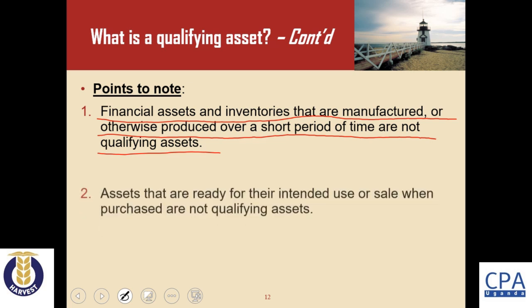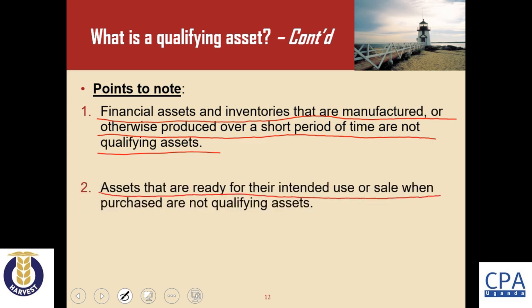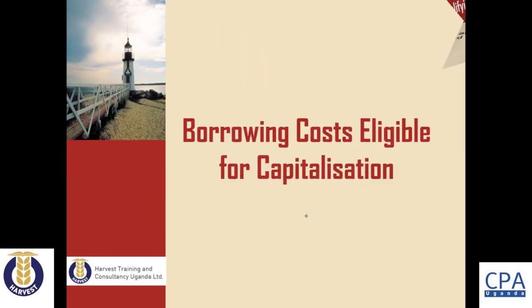Then note number two, we are saying that assets that are ready for their intended use or sale when purchased are non-qualifying assets. Definitely, if you borrow funds and you simply purchase an asset, the asset is already on the shelf and you simply purchase it, definitely the borrowing costs that you're going to incur on the purchase of that asset are not going to be capitalized as part of the cost of the asset. So assets that are ready for their intended use or sale when purchased are not qualifying assets. Of course, those are two things that you need to note. Definitely, the gist of our discussion today is just to understand how we determine eligible borrowing costs so that we can do the accounting correctly.